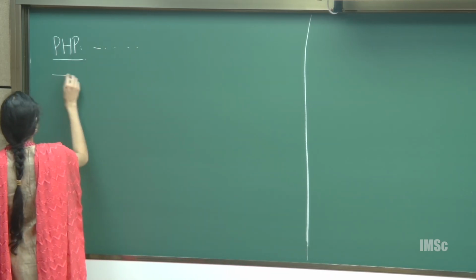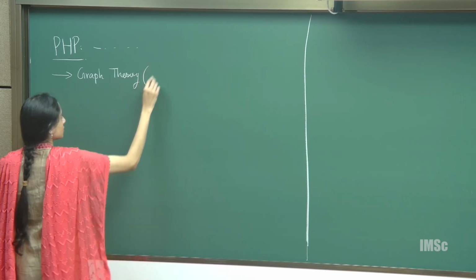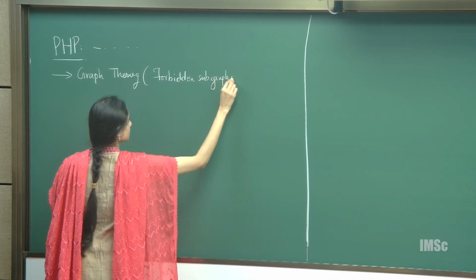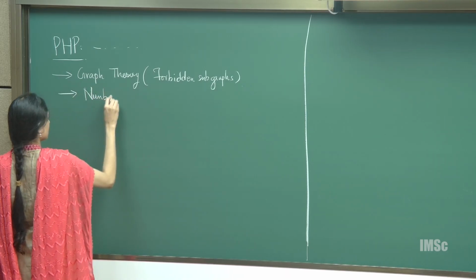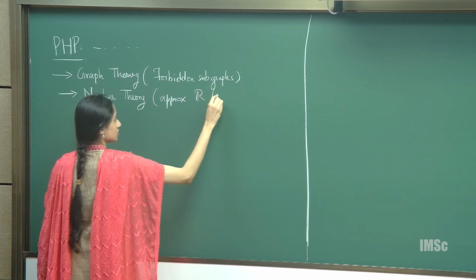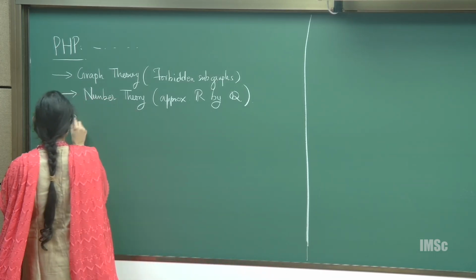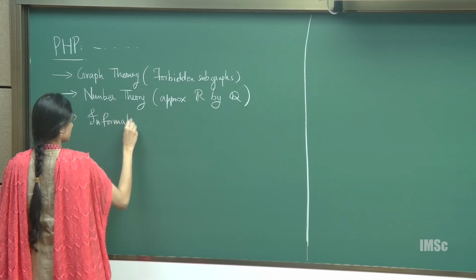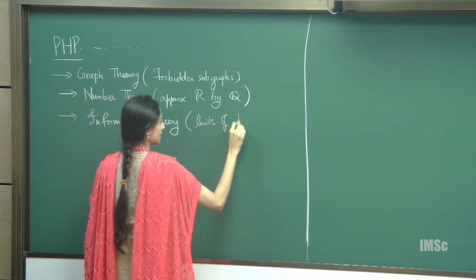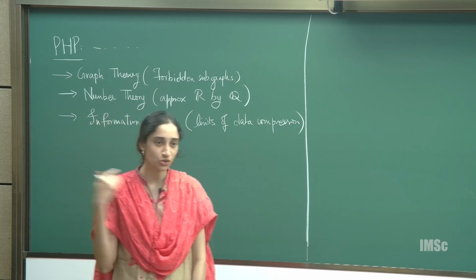I'm not going to state it. So we saw some applications in graph theory about understanding forbidden subgraphs, and number theory about approximating reals by rationals, and information theory about limits of data compression. Is that okay? So this you should recall.